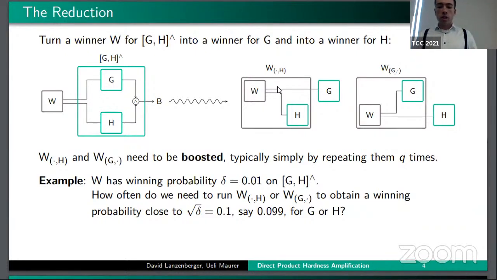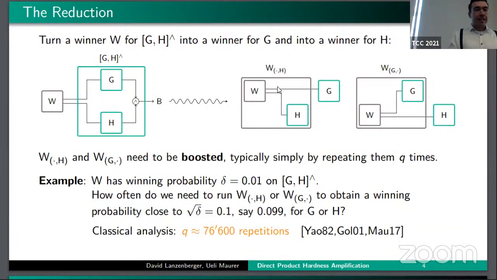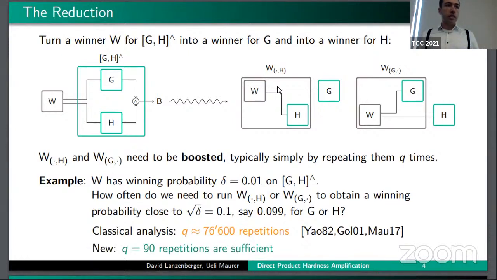There's a classical way of doing this. If you run the numbers, you see that you need around 76,000 repetitions. That seems to be quite a lot for such a basic amplification. The consequence of our new result is that actually 90 repetitions are sufficient, and it's easy to see that 44 are necessary.